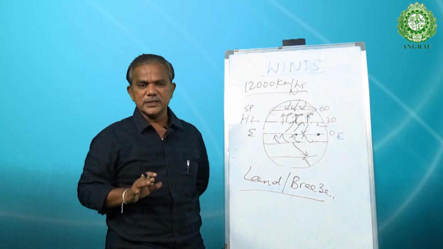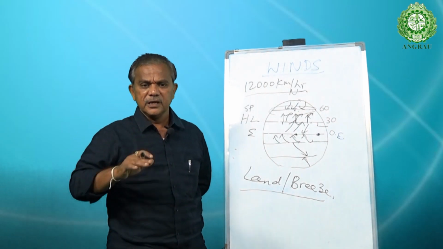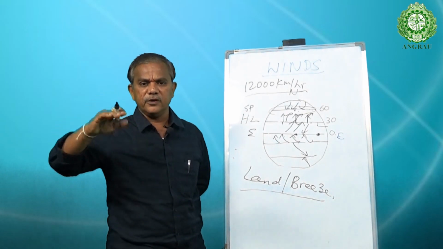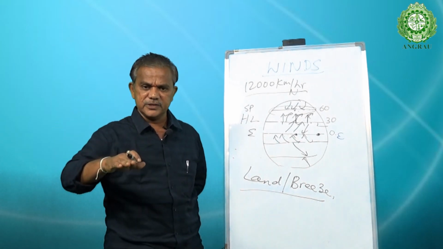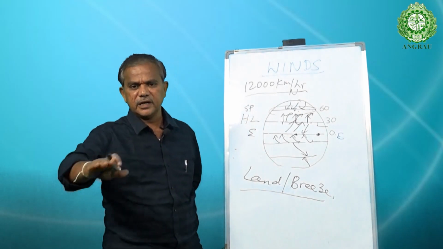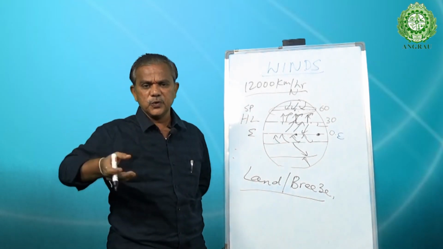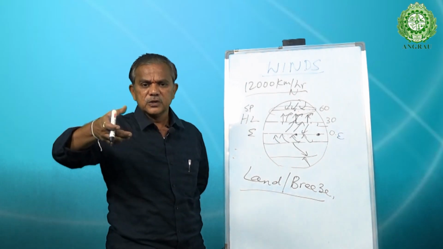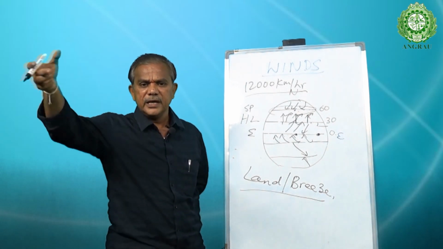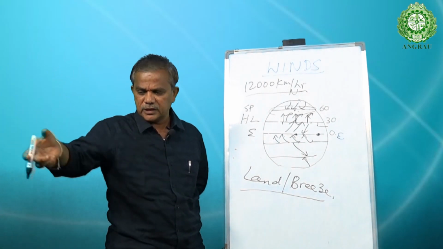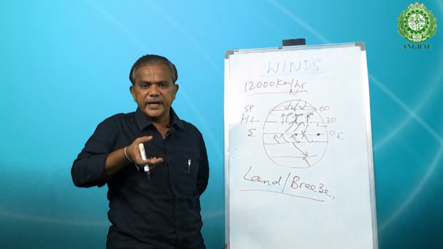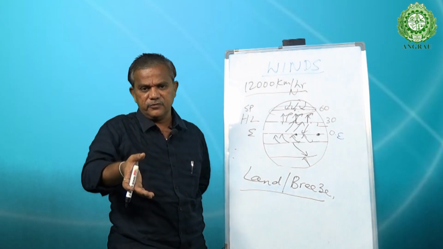So what happens during daytime is that the land gets heated up very quickly for the same quantity of radiation received on the land surface and the adjoining sea surface. The air over the land becomes lighter, so winds start to move from the heavier place, the sea, onto the land. So we get the sea breeze during daytime.